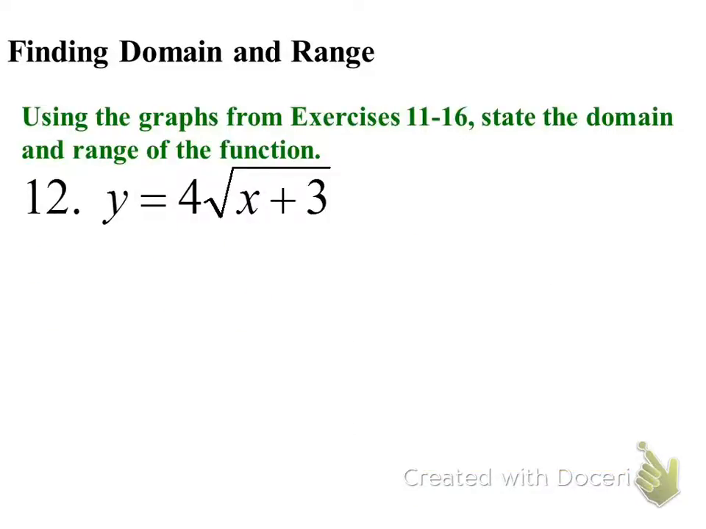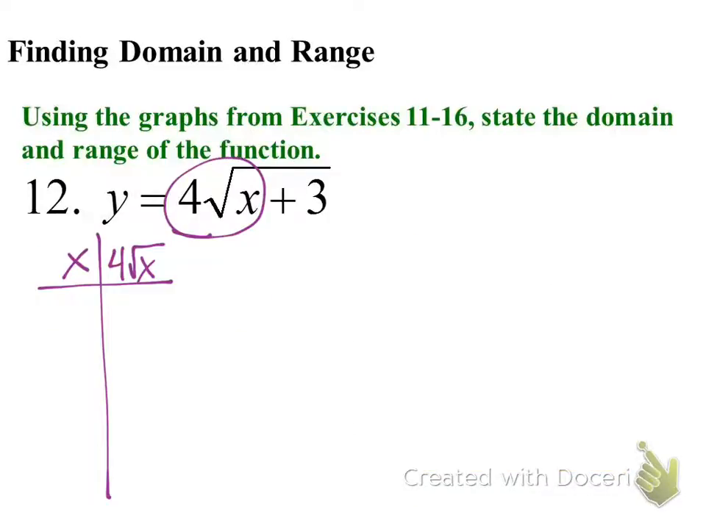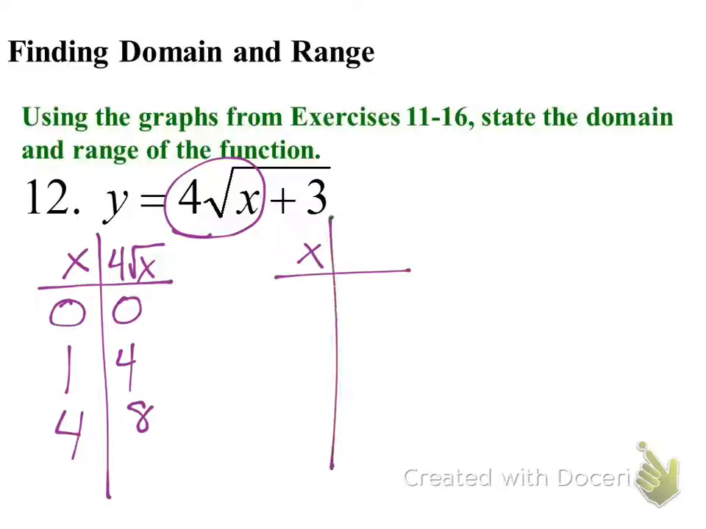Looking at this next problem. So we already did the 4 root x, plugging in 0, 1, 4, and we got 0, 4, 8. So we've got to determine this new t-chart involving our old function with x plus 3. Oopsies. That 4 is not the index. That 4 is a coefficient.